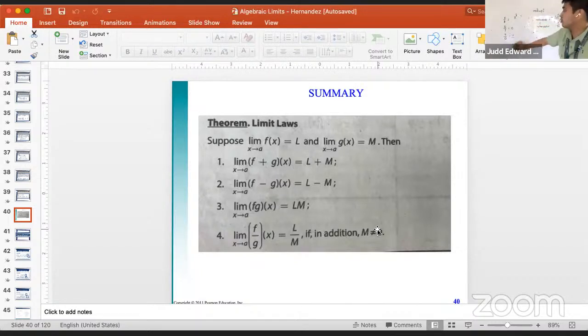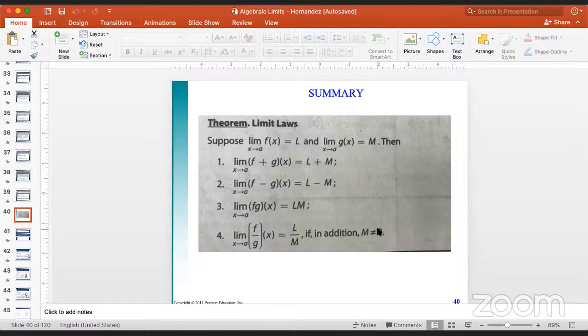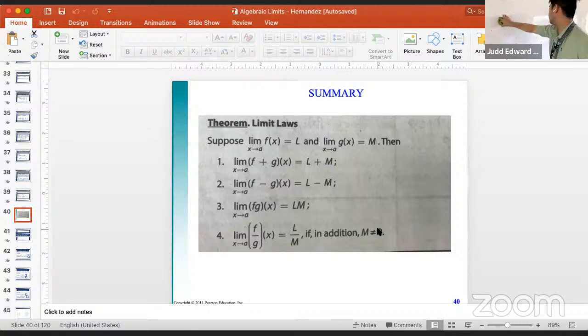Try naman natin ngayon kung paano yung application niya. Okay? Ulitin natin: if the answer is 0 over a number, therefore it is 0. If the answer is a number over 0, it is undefined, or what do we call to undefined again? DNE po, sir. DNE. What if we're given 0 over 0? Indeterminate po. Indeterminate. Therefore, we need to look for another solution other than being indeterminate.